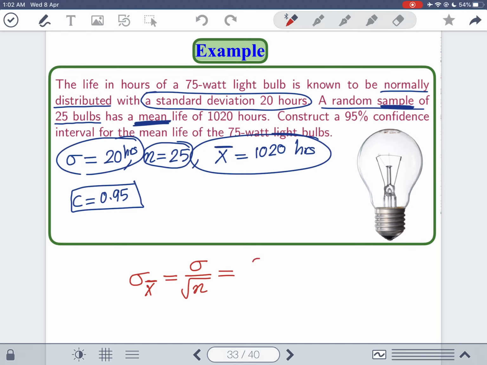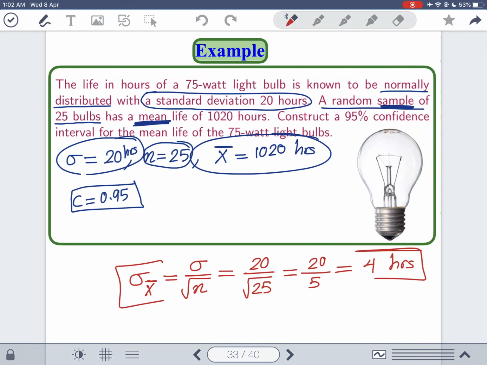Sigma is 20 hours and the sample size is 25. Wow, that's a very nice number. So it's 20 over 5, and we know that this is 4. For what? 4 hours. So we are done. We can use the calculator now immediately.